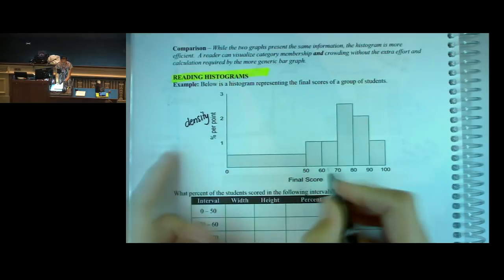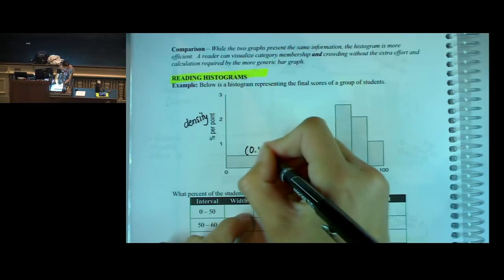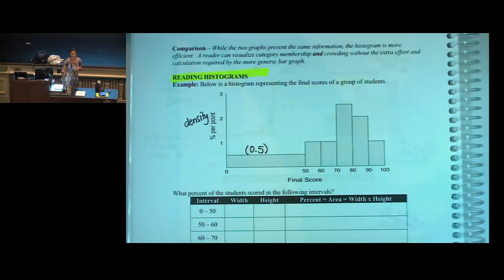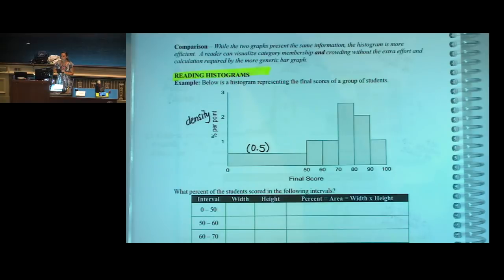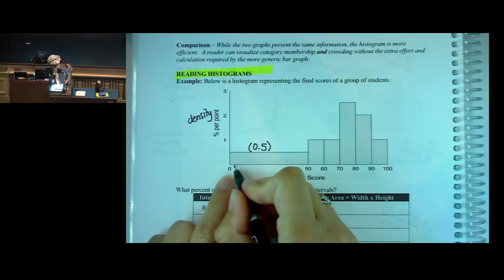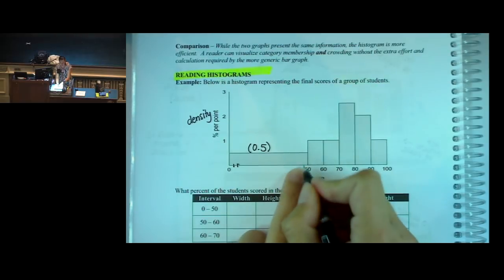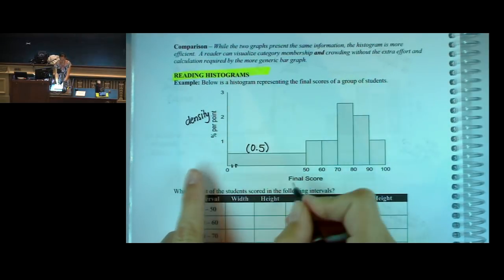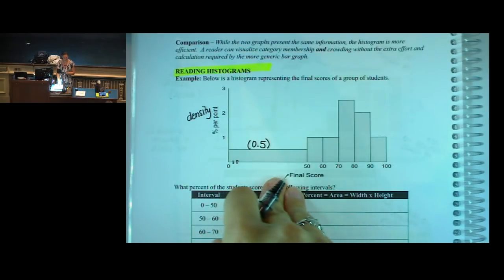So all that means is, the height, like this height, the height of this first block is 0.5. And a lot of times you'll see on histograms, they'll write the height above the block in parentheses, just because sometimes it's hard to tell what it is. But this is 0.5. So the percent per point basically means that 0.5% of people got a 1, 0.5% of people got a 2, 0.5% of people got a 49. So it's like the crowdedness of this interval, I guess you could say. So we're going to look more at that in a minute.